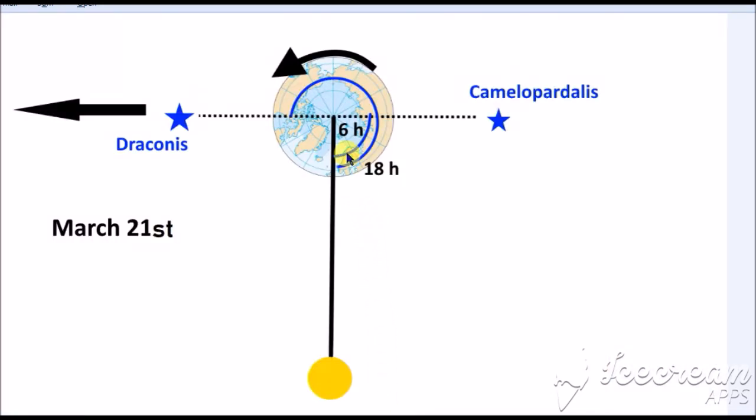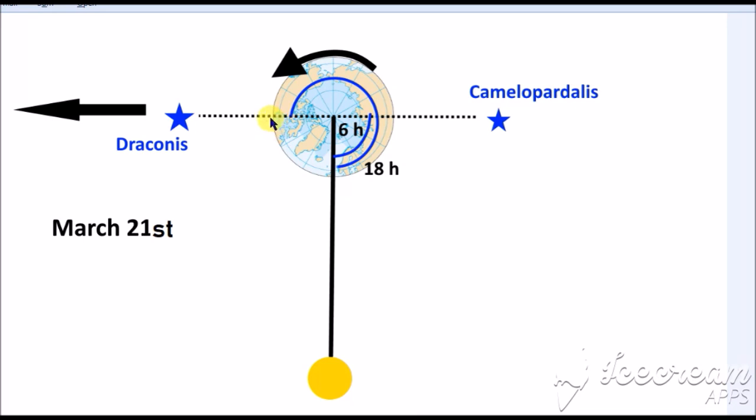Right ascension is always measured from the 21st of March. So, for example, Camelo's right ascension is 6 hours on the 21st of March. This means that due to Earth's rotation, when you're here, you see the sun. This is the sunrise, and 6 hours later, you see Camelo. So that's the right ascension for Camelo.